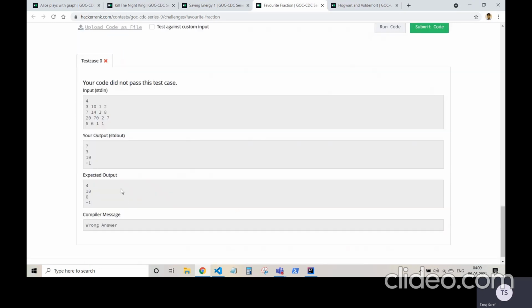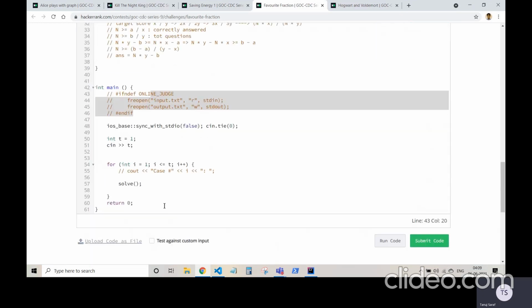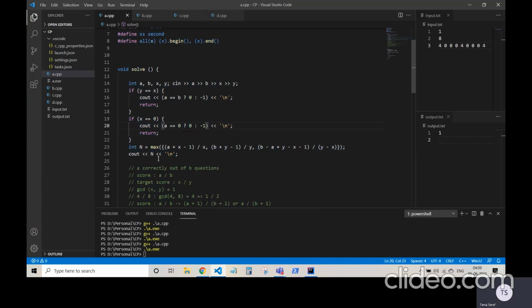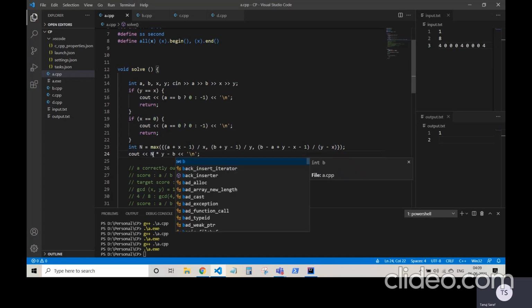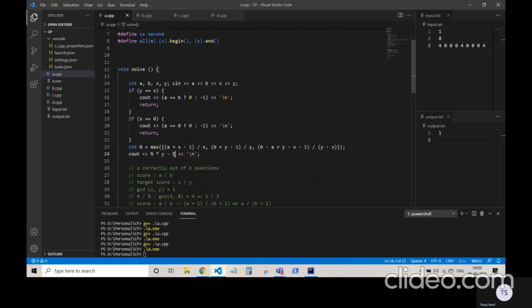Okay, I have missed out on something. It says that the answer is 7. Okay. We did not have to print the value of n, we actually had to print how many more problems did we solve. So that is n into y minus b.